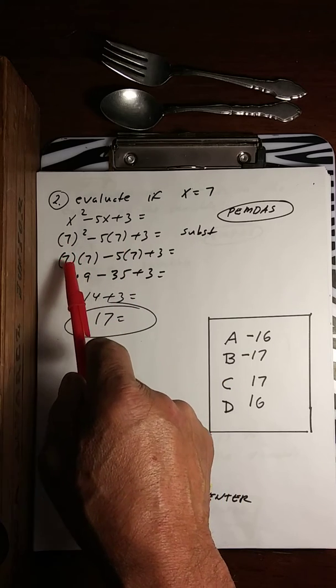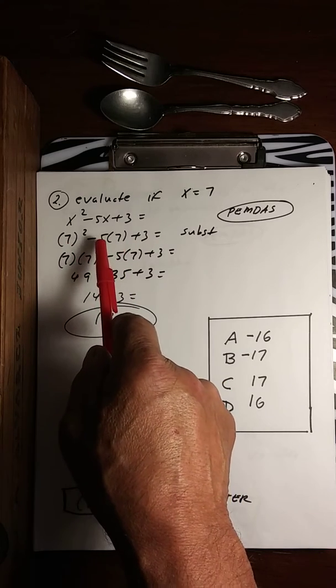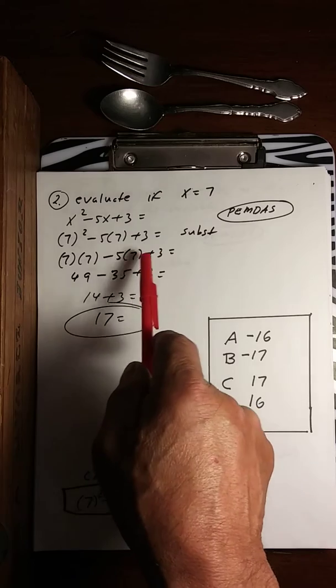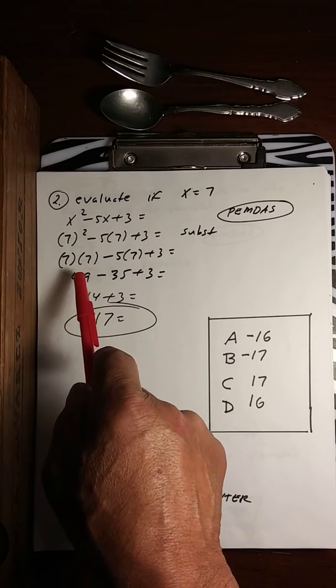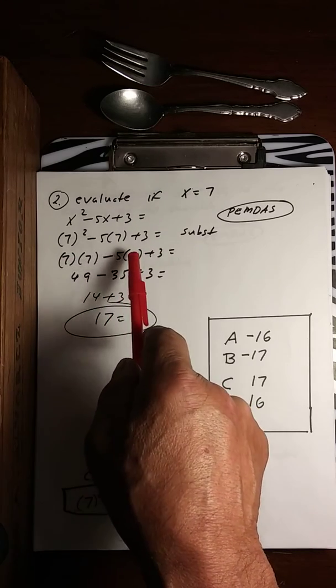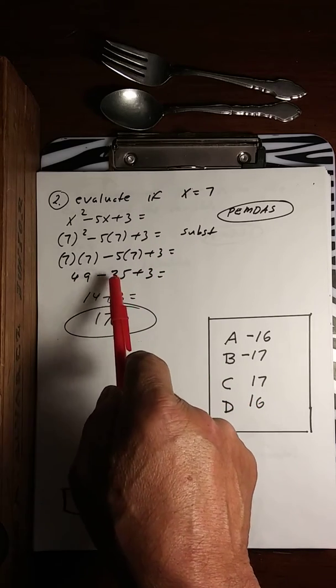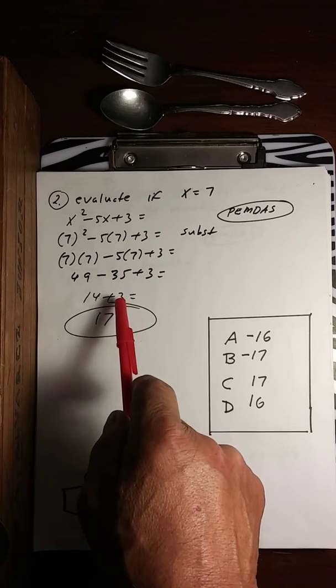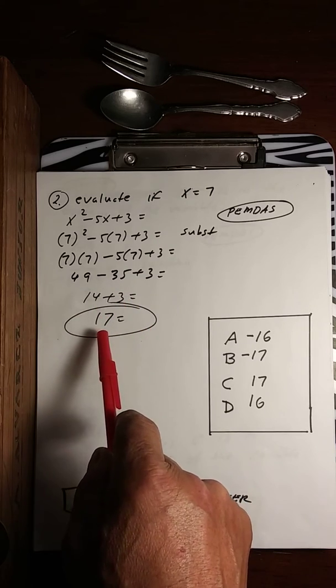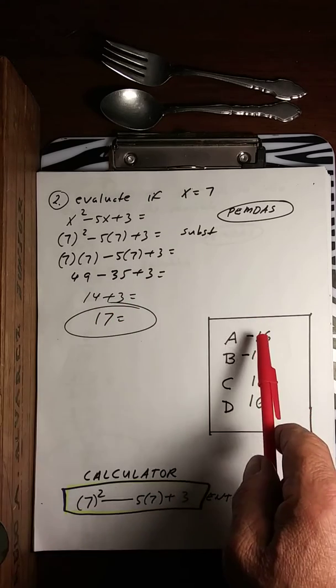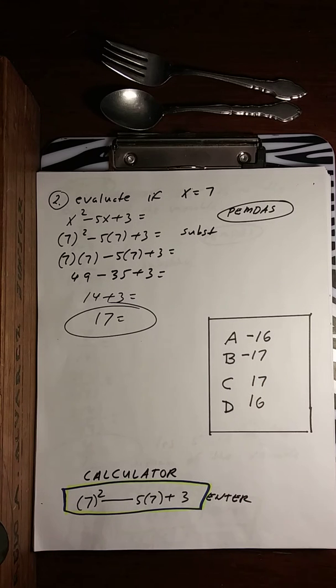So 7 squared means 7 times 7. Negative 5 times 7 right here. And now 7 times 7 is 49. And negative 5 times 7 is negative 35 plus 3. 49 minus 35 is 14 plus 3, and that's going to give you 17. So the answer is 17. Look at the answers, A, B, C, D. There it is, under C.